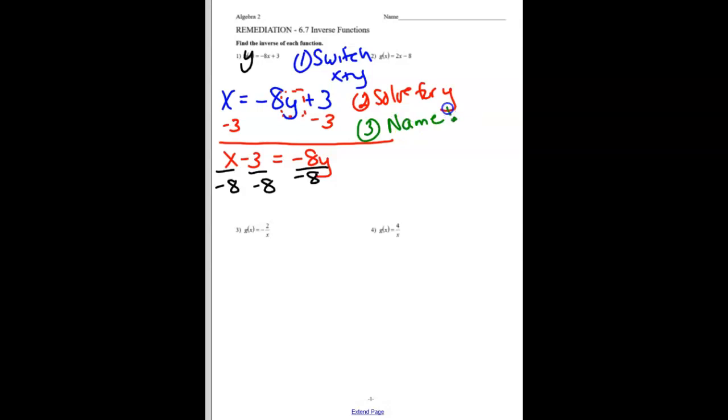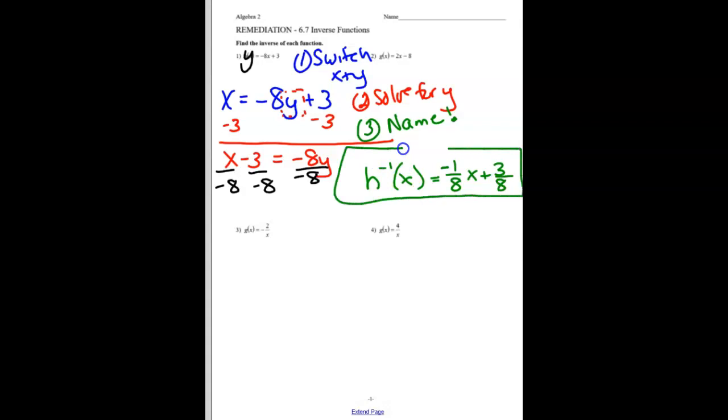So this original function was called h of x, I believe, which means my inverse function is going to be the inverse of h of x. So h to the negative 1 of x equals, and then of course I could simplify that, 1 divided by negative 8, so that coefficient on the x is really a negative 1/8 x. And then negative 3 divided by negative 8, the fraction doesn't reduce, but the double negatives would simplify to a positive. So this is one version of the inverse function. If you had it all over 8, that's still technically all correct. Just watch your signs.